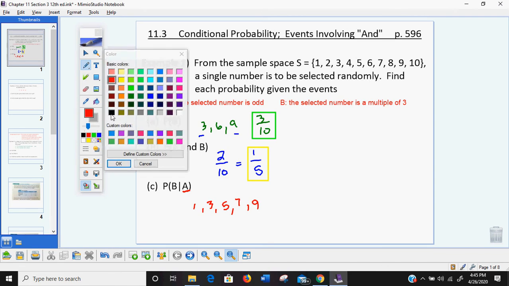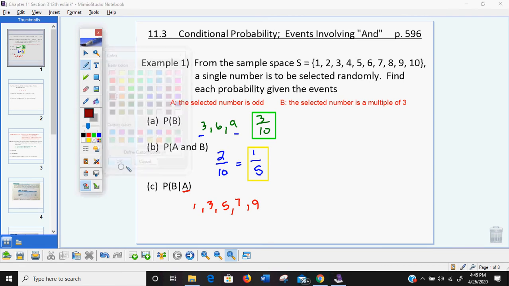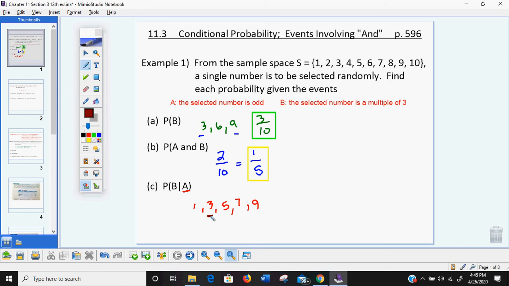Now what we want to do is find the probability of B, that it is a multiple of 3, given that it's odd. So we only care about these 5. So that's a multiple of 3. That's a multiple of 3. So the answer to this one is going to be 2 out of those 5. The word "given" means we care about those 5 numbers, and that's it. So that one would be 2/5.